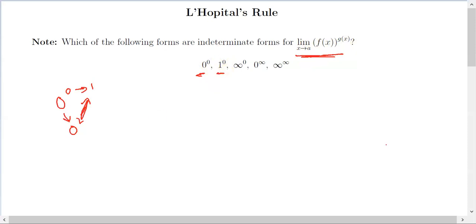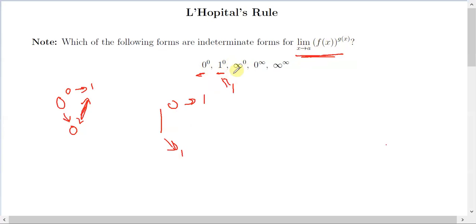What about 1 to the 0? Well, this time, if I have 1 to a power, that's trying to make it 1. If I have something to the 0 power, that's trying to make it 1. That's not indeterminate. That is going to go to 1. If you have something here where it's 1 to the 0, then that answer is 1.